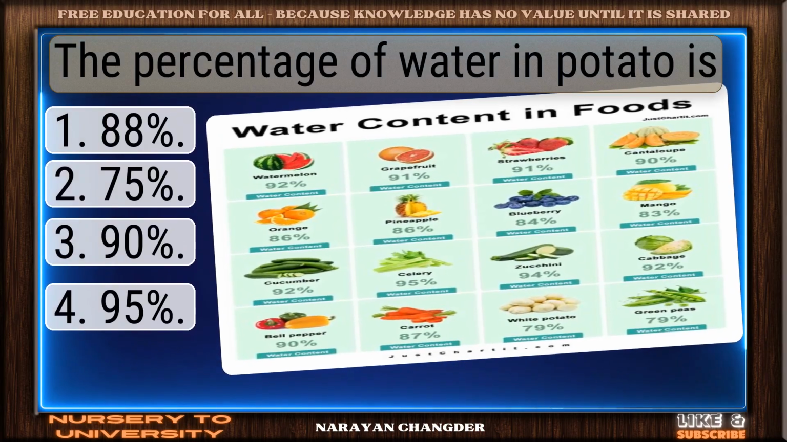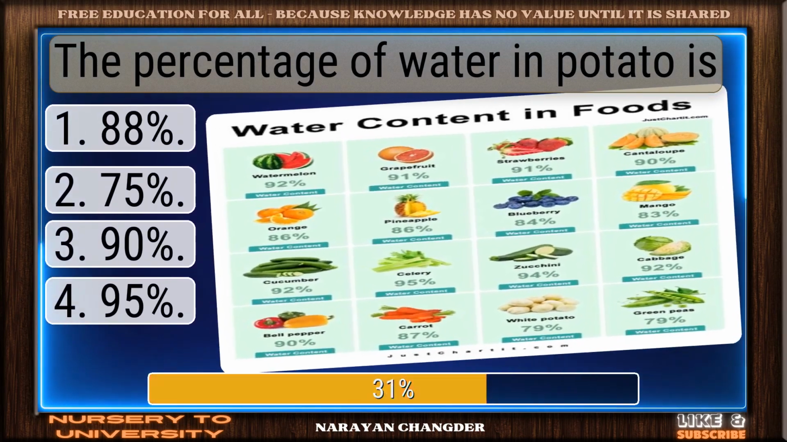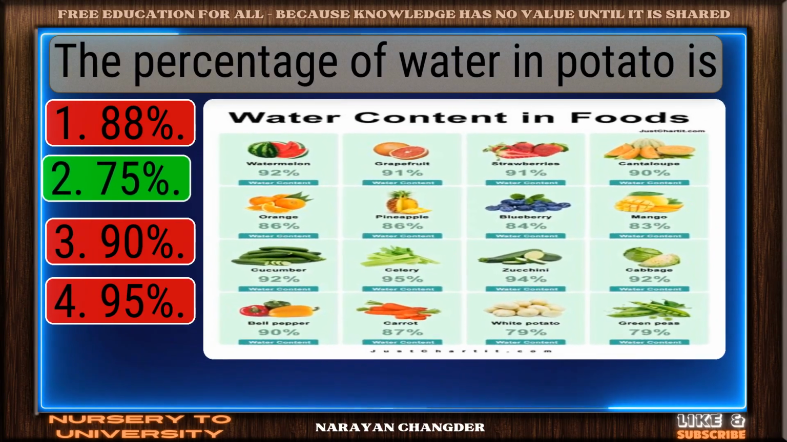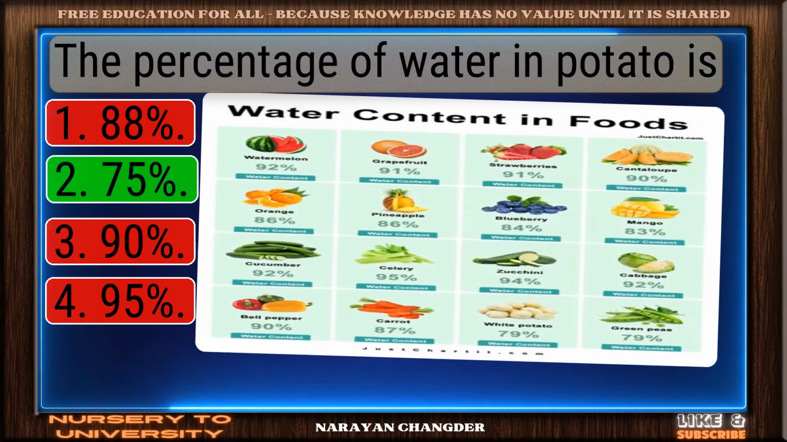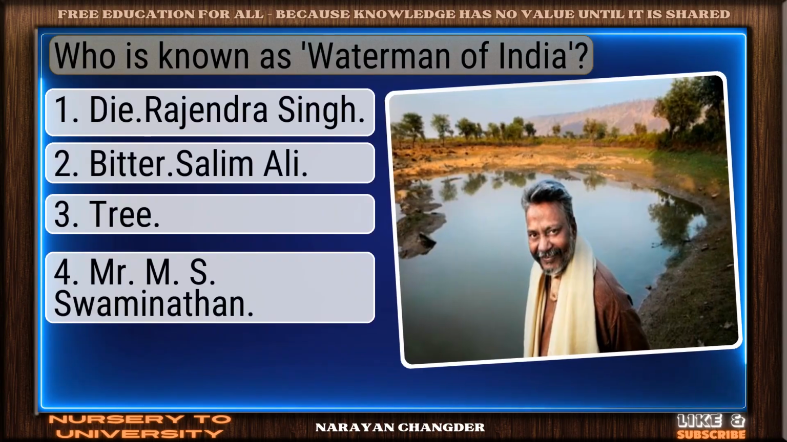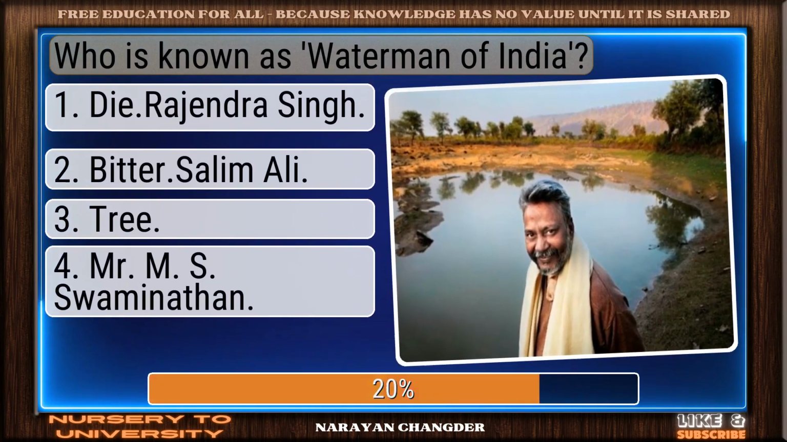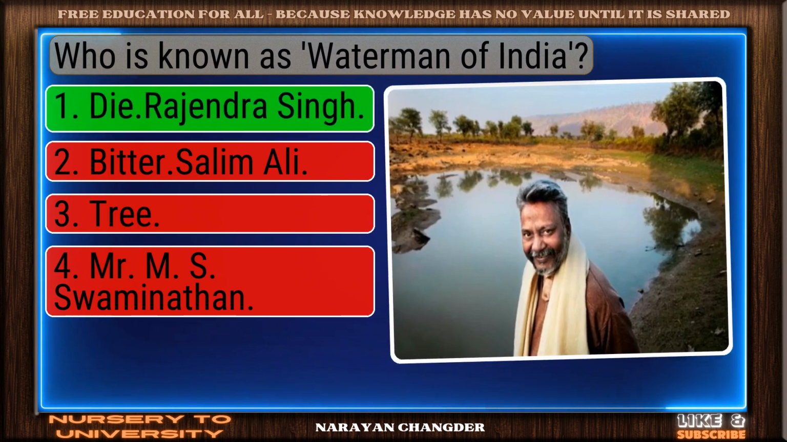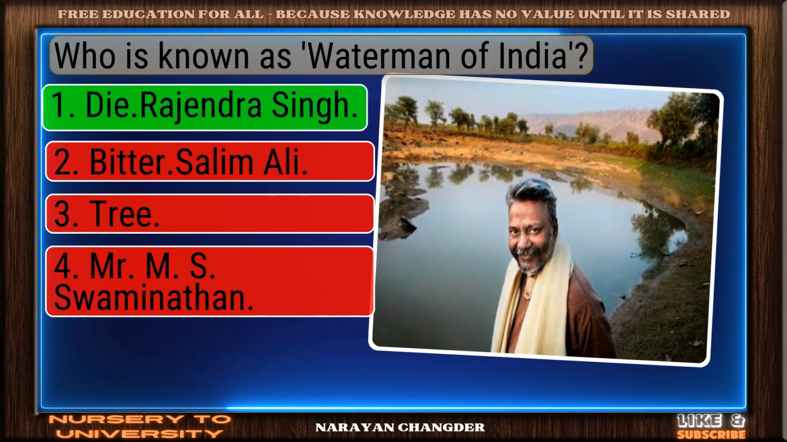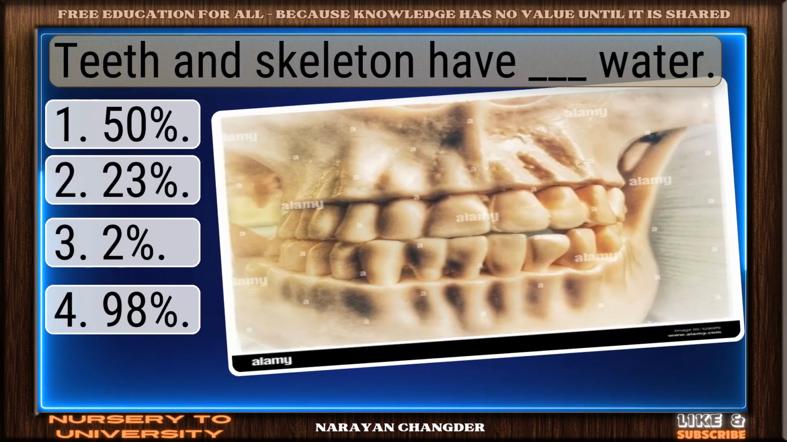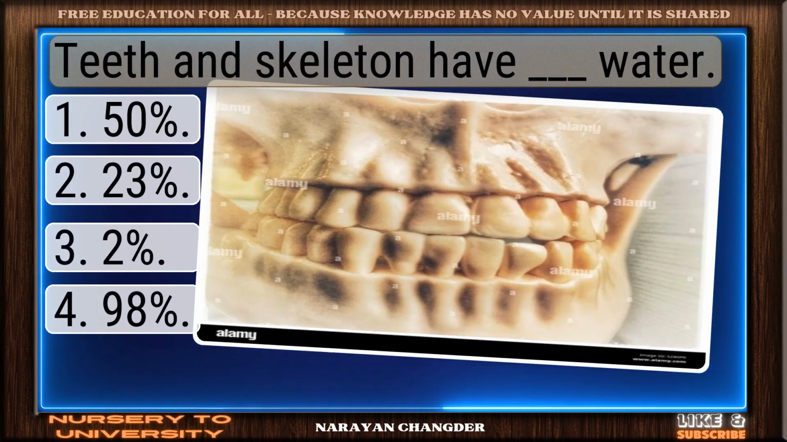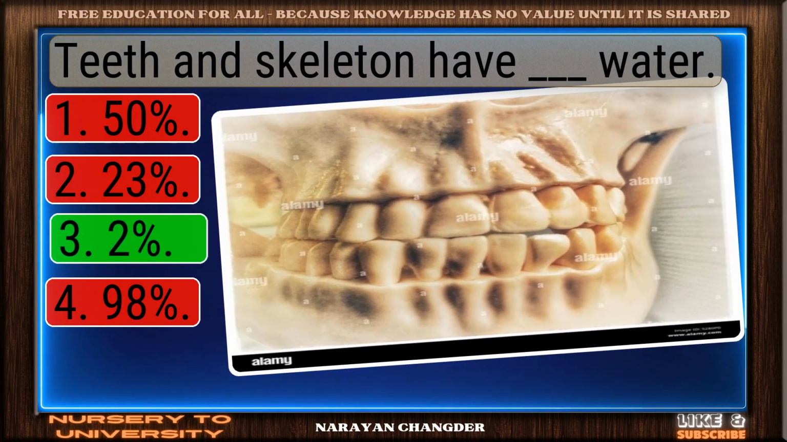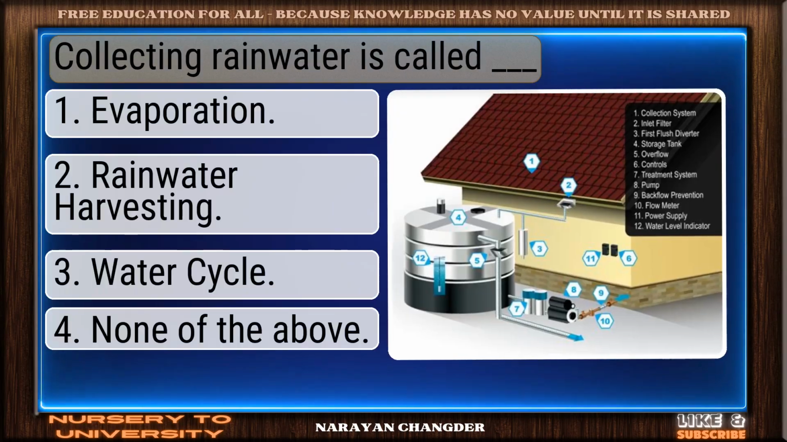The percentage of water in potato is? Strong choice. 75% is the right answer. Who is known as the Waterman of India? Great job. Rajendra Singh is the accurate answer. Teeth and skeleton have dash water. Correct. 2% is the right answer.